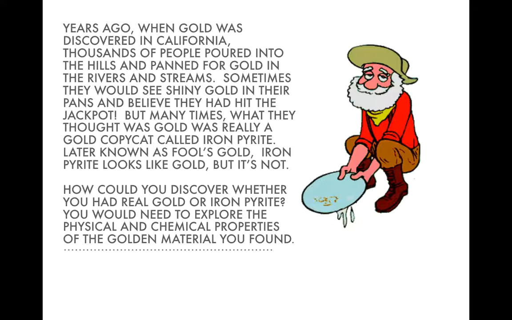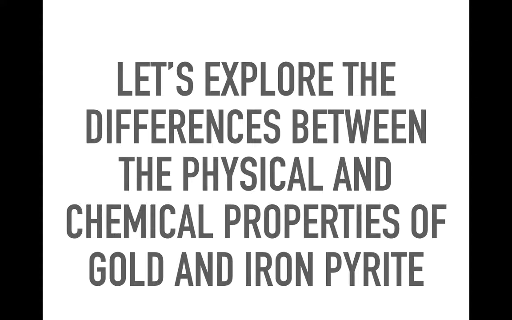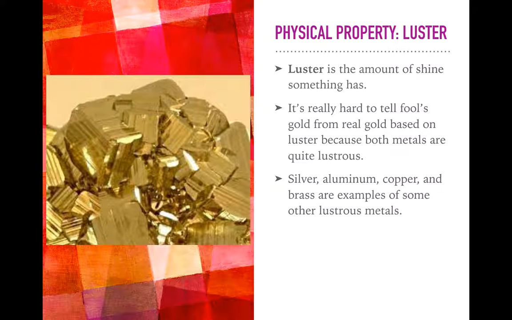So how could you discover whether you had real gold or iron pyrite? You would need to explore the physical and chemical properties of the golden material you found. So let's explore the differences between the physical and chemical properties of gold and iron pyrite.